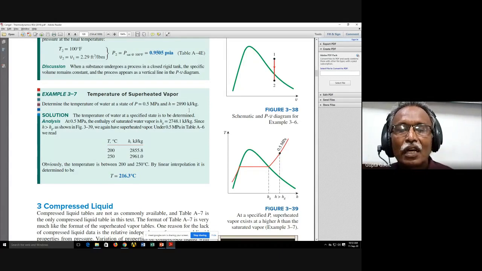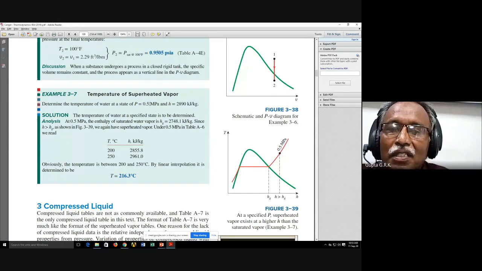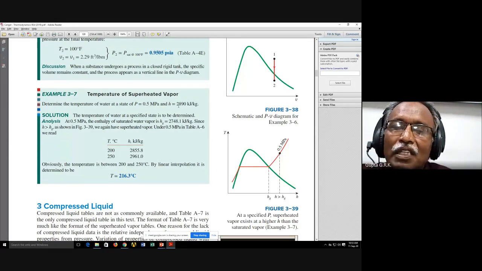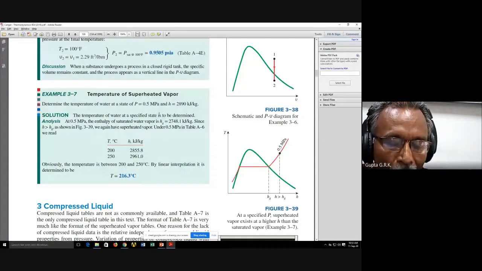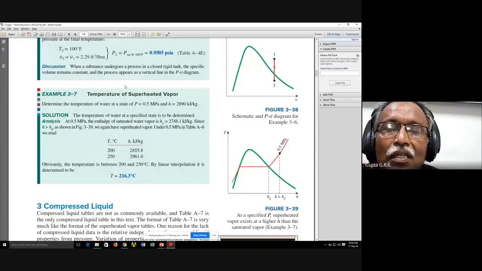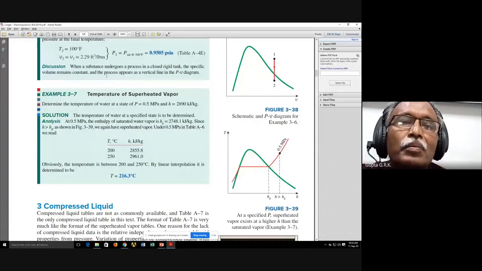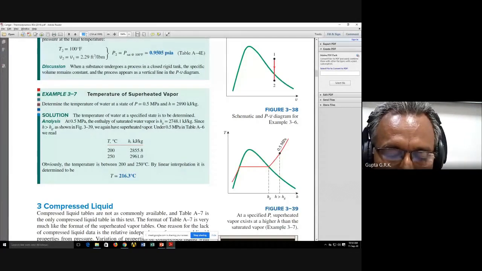So first I have to know whether it is compressed liquid or saturated or superheated. For that, I have to go to the saturated tables, find out the hf and hg, and see what is the value of h, whether it is below hf, between hf and hg, or above hg. So again, I will go to the saturated water tables. This is pressure-based, 0.5 megapascals. Here the page number is 890.